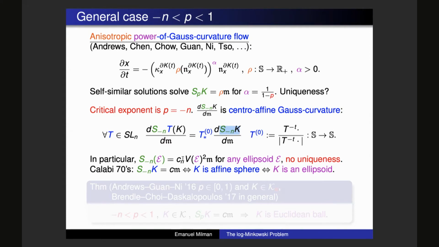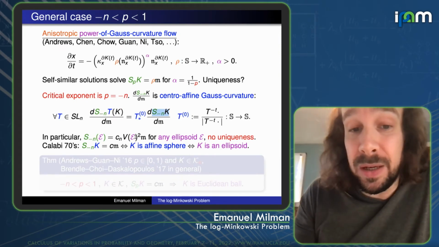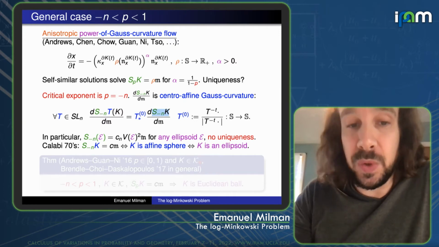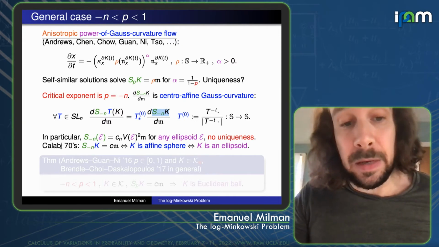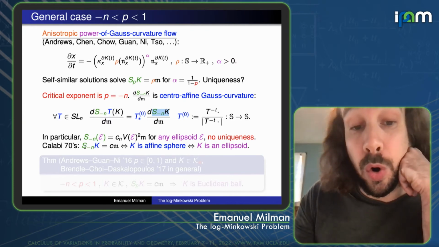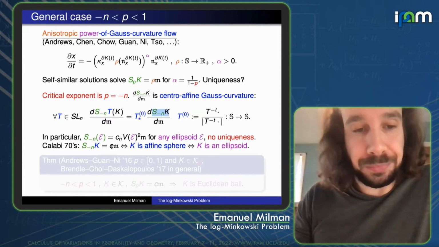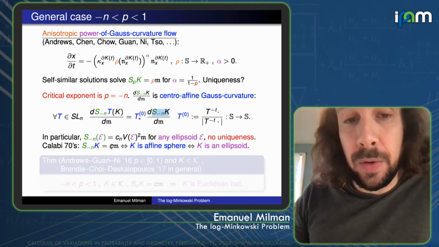So this means that the centro-affine Gauss curvature of any ellipsoid will always just be proportional to Lebesgue measure. It will only depend on the volume of your ellipsoid. So this means that even for the family of ellipsoids, there's no uniqueness, right? All of the ellipsoids with the same volume will give you the same answer. So uniqueness is out of the question. For completeness, let me just mention that indeed Calabi in the 70s has shown that the only solutions to this equation are given by ellipsoids. Okay, so p equals minus n is out of the question.